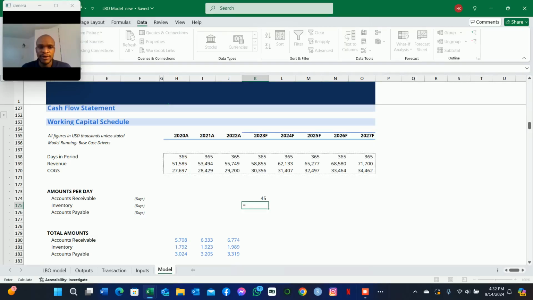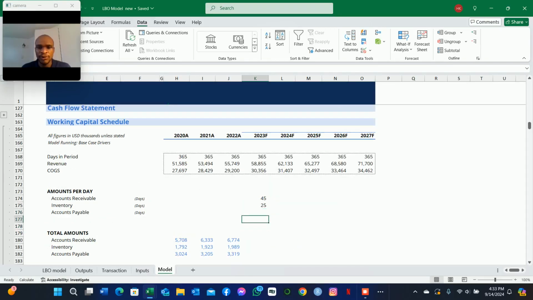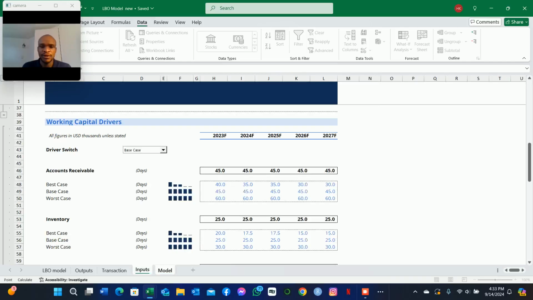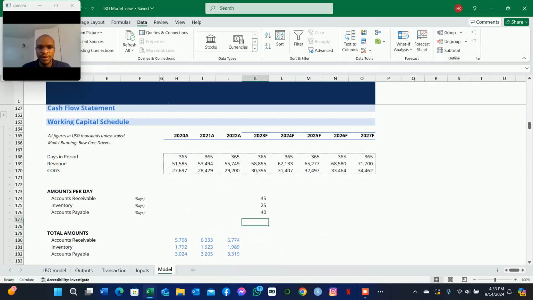So we go back. We reference that base case in the year 2023. And for the inventory, we're going to do the same thing. We reference the base case, and for the accounts payable, we reference that year. So we can now take this and fill it right with Control R. So we have it set up there for us.